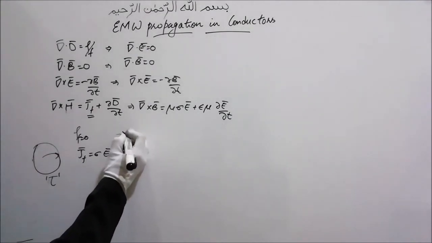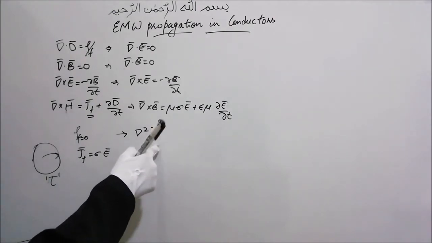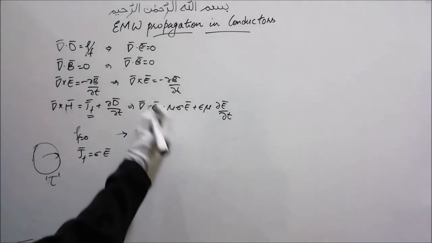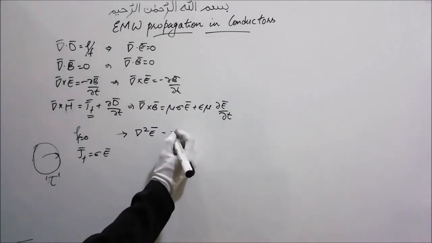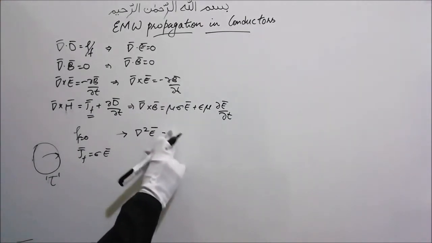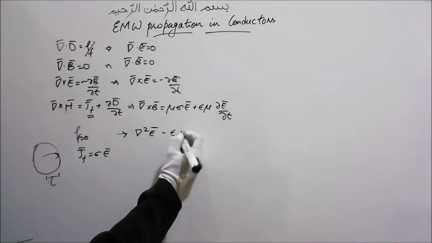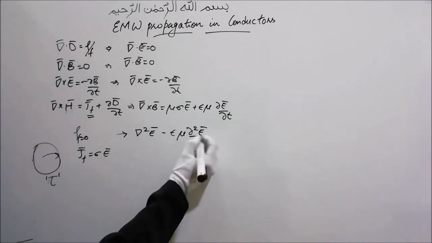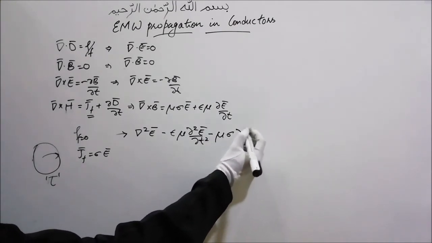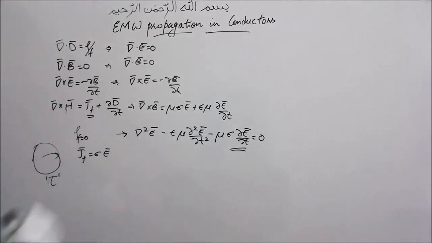Here the wave equations will be del squared E bar. Same thing, how do we find the wave equation? Take del cross E as well as del cross B. When you do that, you will get del squared E bar minus epsilon mu del squared E bar upon del T square, as we have seen before. There will be an additional term which is mu sigma del E bar by del T. This is an extra term for conductors.